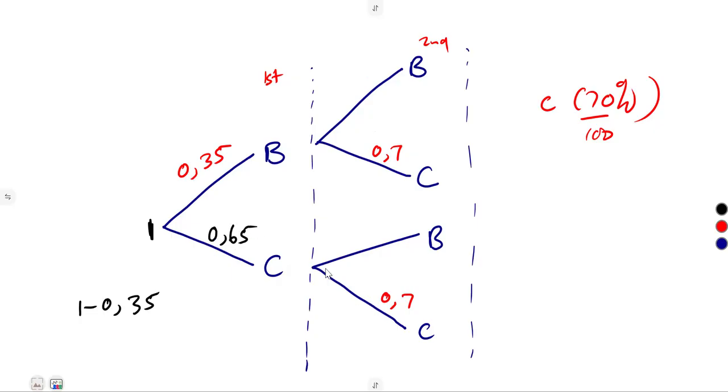The same thing here, we must get a 1. So 1 minus 0.7, that's what? 0.3. They know you can fill in like that. So that is the condition.